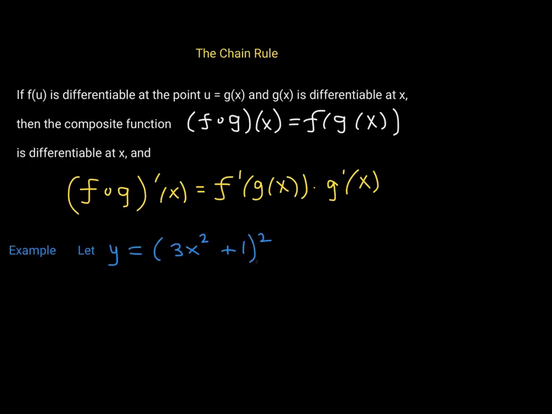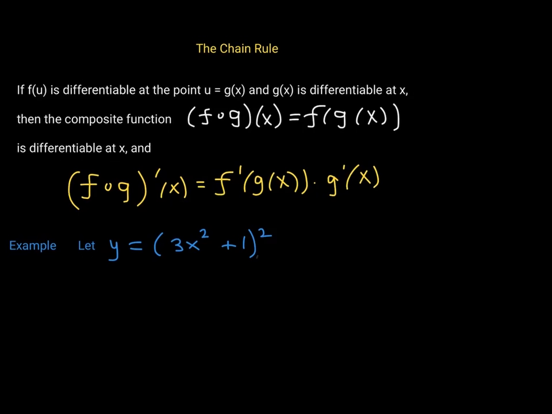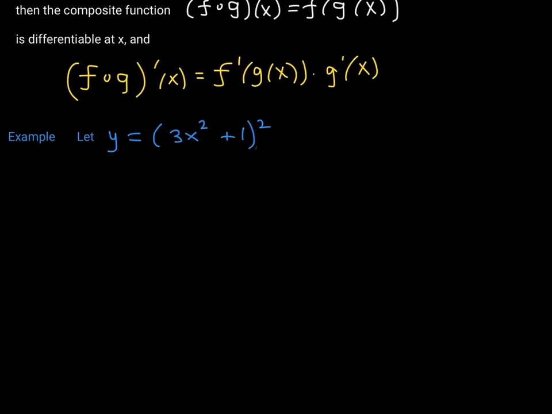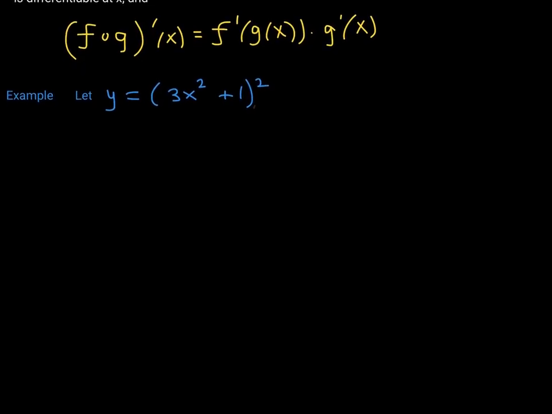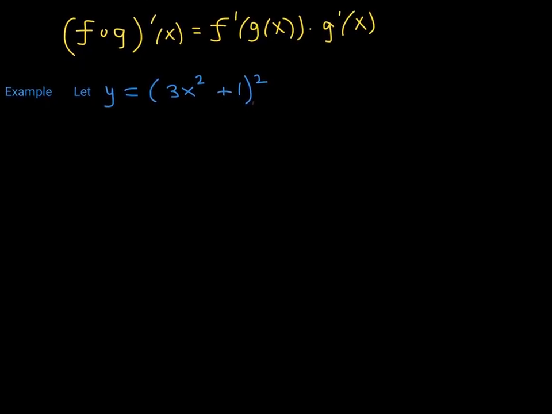For example, look at this function. Y is equal to 3x squared plus 1 quantity squared. Now this for sure is a composite function. I'm going to move the board up just a little bit here. I'll still display the chain rule up top, but I just want some space. All right, so this for sure is a composite function because we can say let our outer function, I'm going to call our outer function f, okay? Our outer function can be x squared, and our inner function can be 3x squared plus 1.